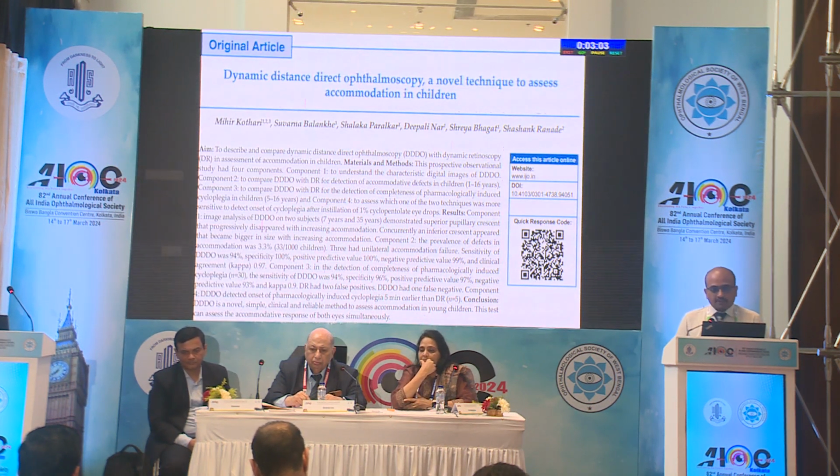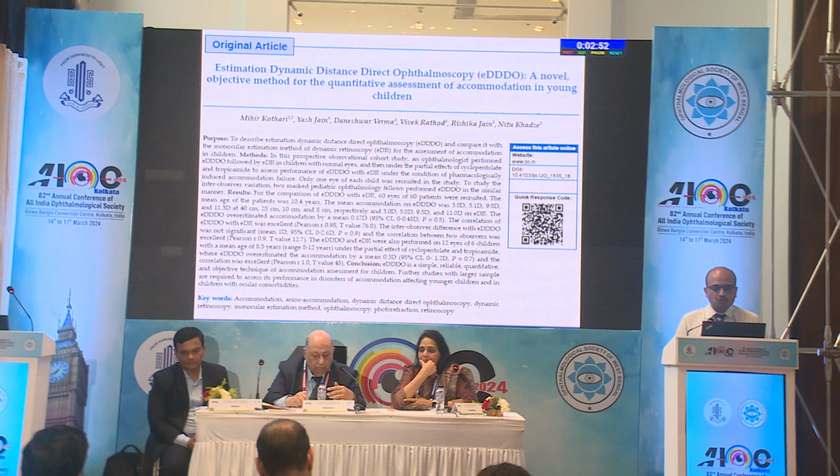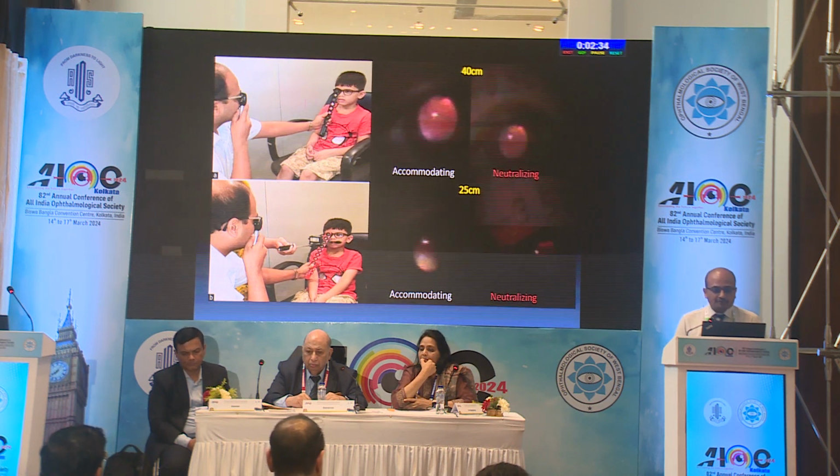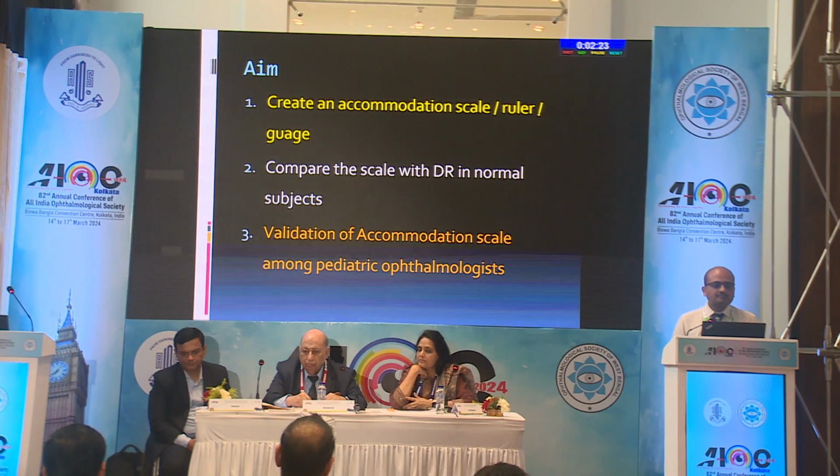These were validated in two studies, 2012 and 2019, in which we found the technique of dynamic distance direct ophthalmoscopy, as well as estimation dynamic distance direct ophthalmoscopy, had near 100% correlation with the current gold standard of dynamic retinoscopy, albeit with better sensitivity. When combined with a neutralization technique like what we do for the minimum estimation method of dynamic retinoscopy, you can neutralize this inferior crescent and find out the exact magnitude of accommodation that the child is exerting when looking at a fixed near distance.